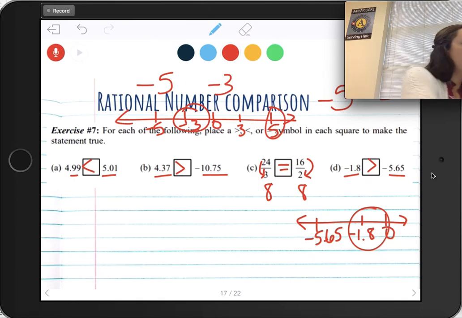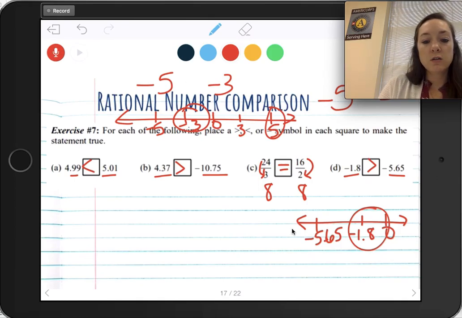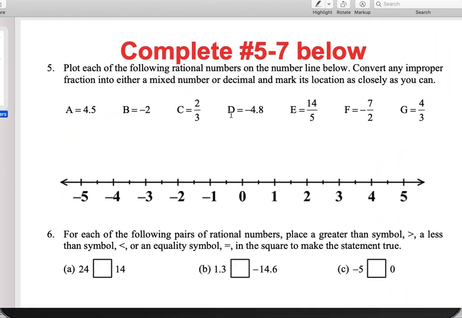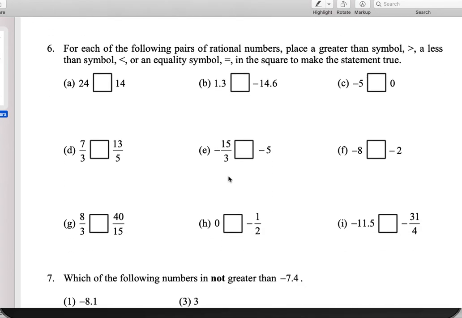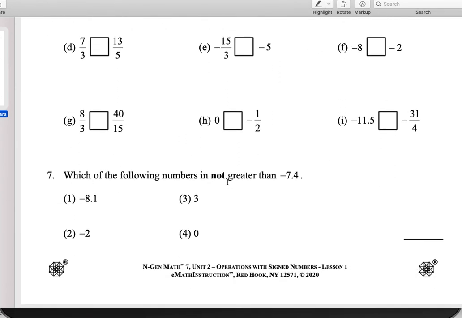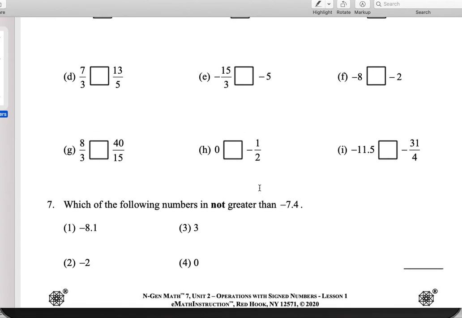Okay, so what you're going to do for practice today, you are going to work on making sure that you know how to plot numbers and give a roundabout. You know that this would be about 0.5. And then for 6, you're going to compare them. Make sure you pay attention to those negatives and those fractions. And then this is just a multiple choice question to make sure you understand those negative numbers. Okay?